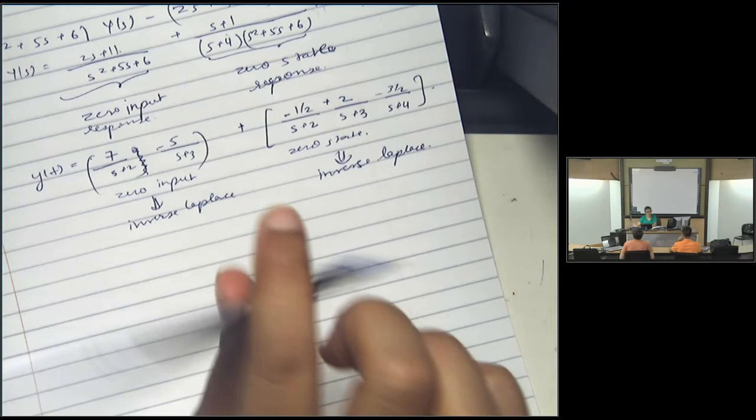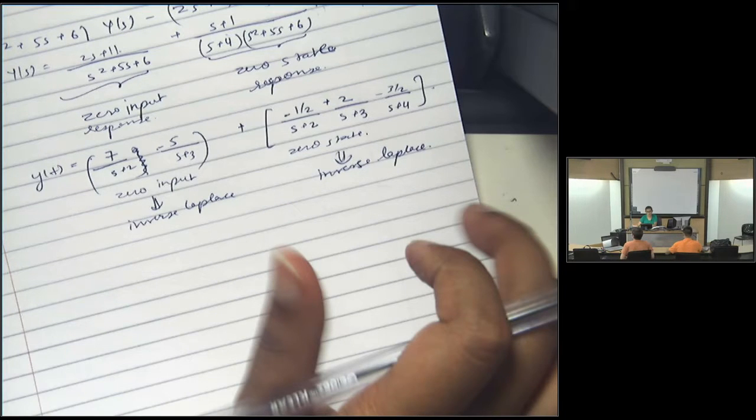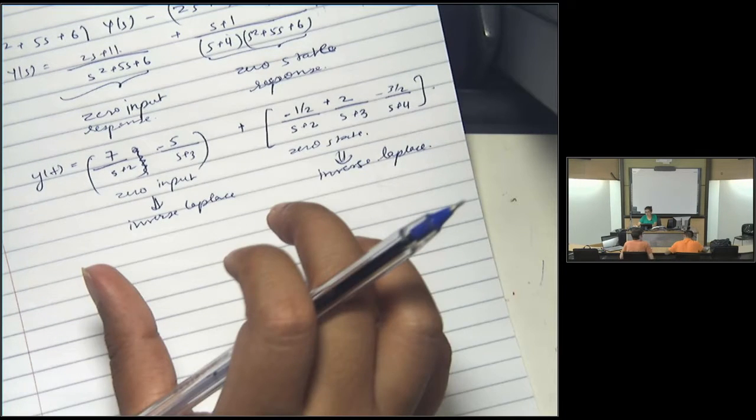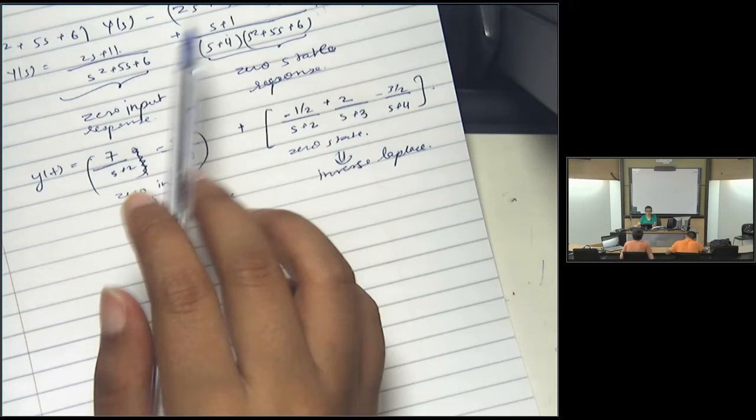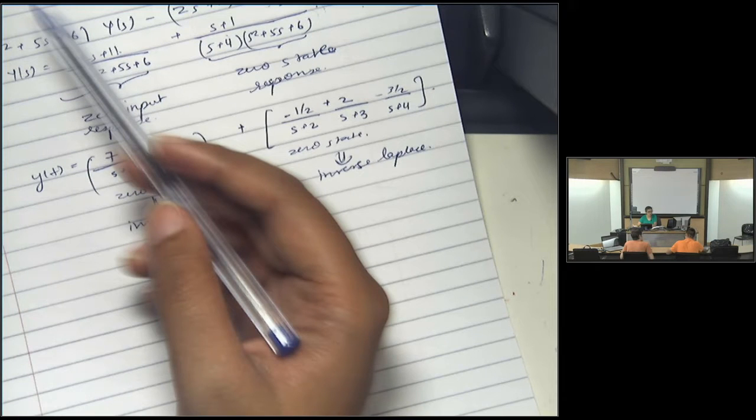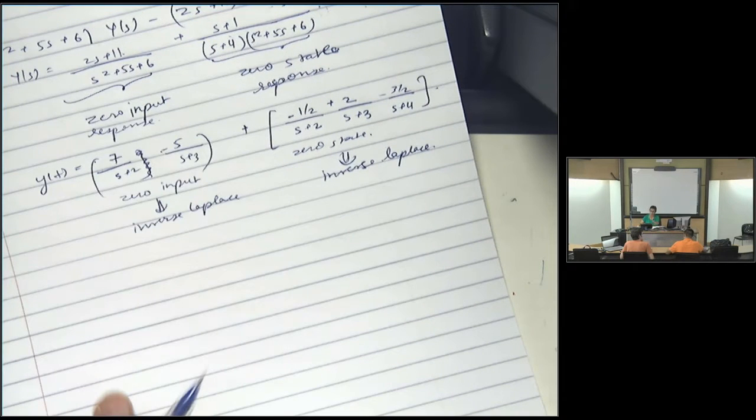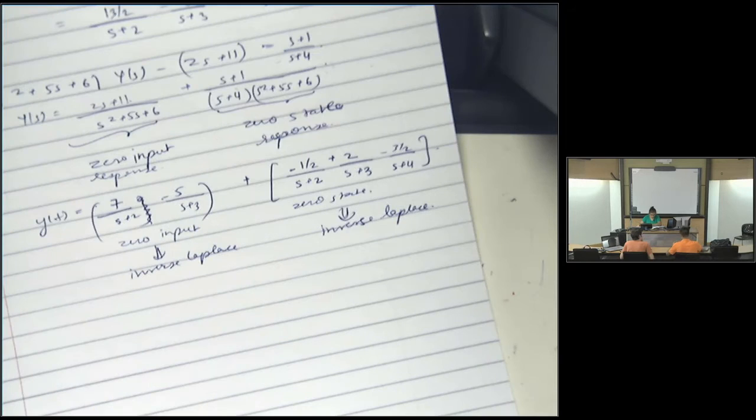So if the question asks you to find the zero input and zero state response, then you do it separately. If it just asks you to find y of t and it does not tell you to find zero input and zero state separately, then you do a combined version of it. Now, next thing to cover is transfer function.